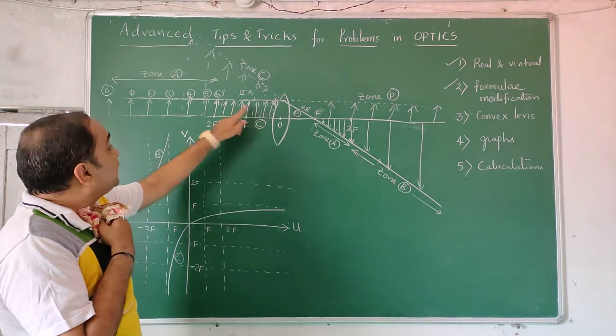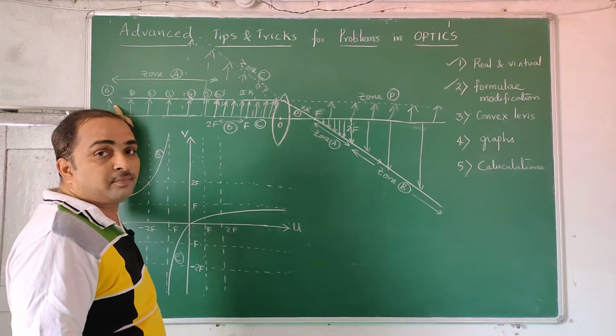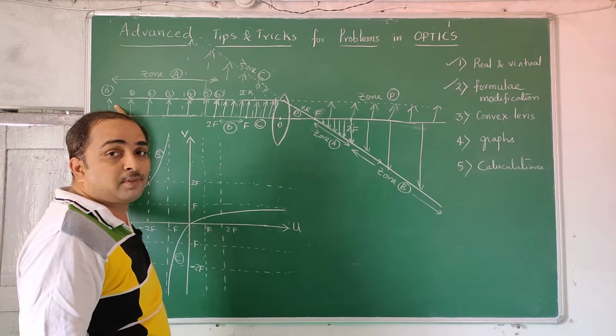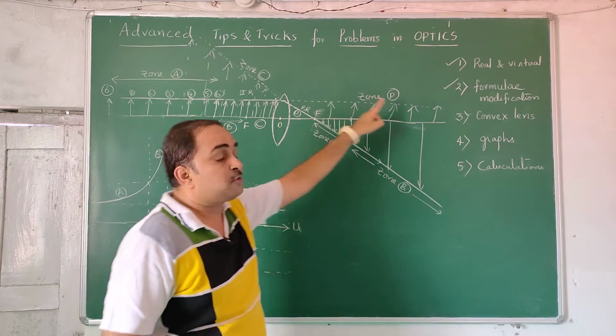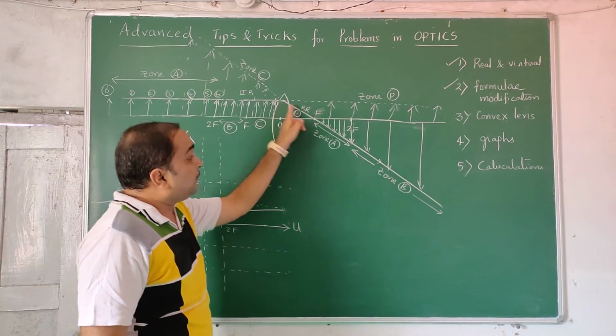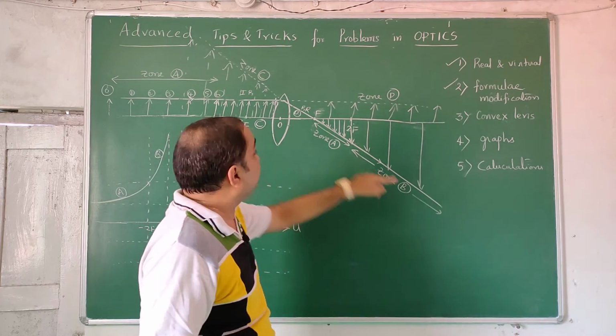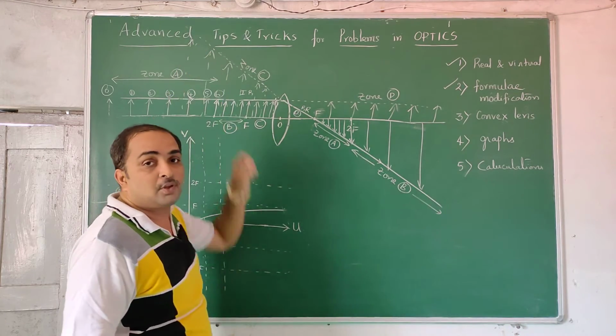So when object distance is negative, in this case, that is a real object. When object distance is positive, virtual object. Image distance positive, real image. Image distance negative, virtual image.